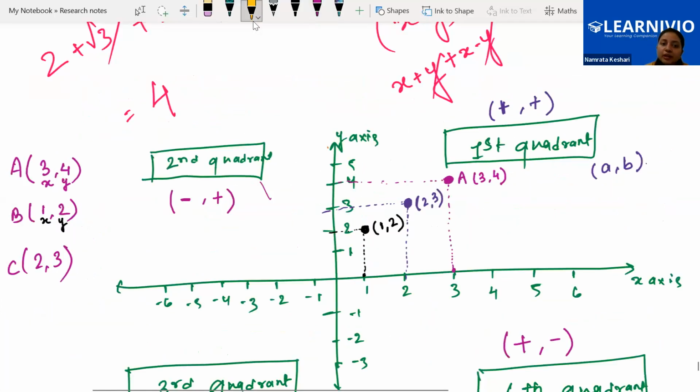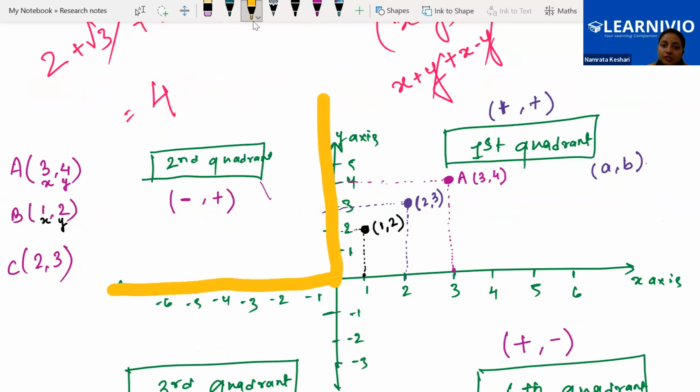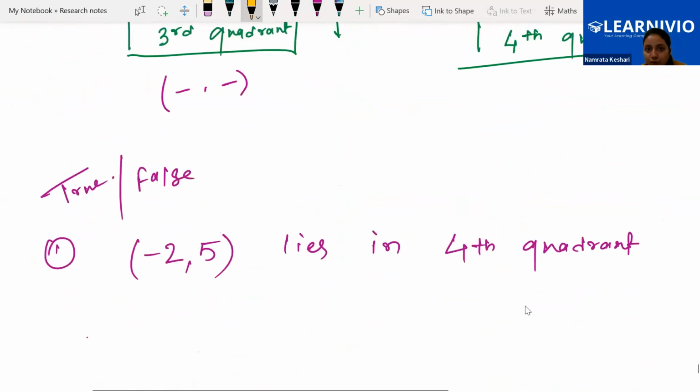This is how you must be clear with this concept. X is negative, Y is positive. Definitely second quadrant. We can see the coordinate which we are having there. X is negative and Y is positive, so it is not the fourth quadrant. It is the second quadrant. And yes, everyone responded correctly that it is completely false. Okay, next.